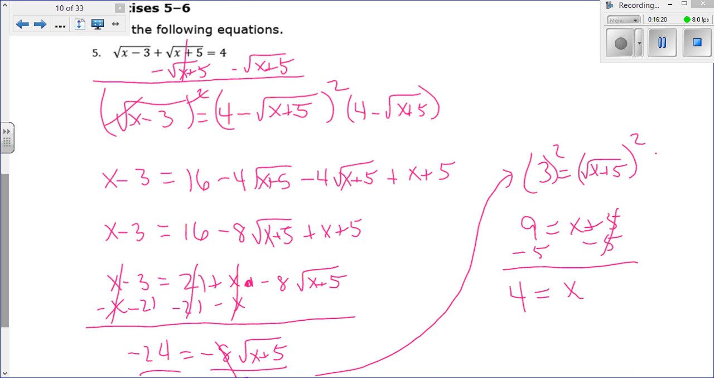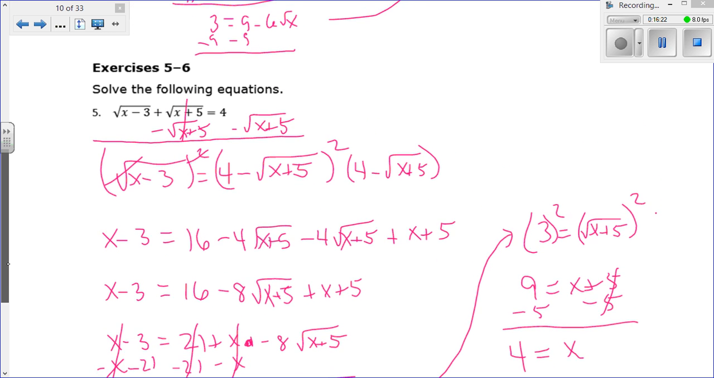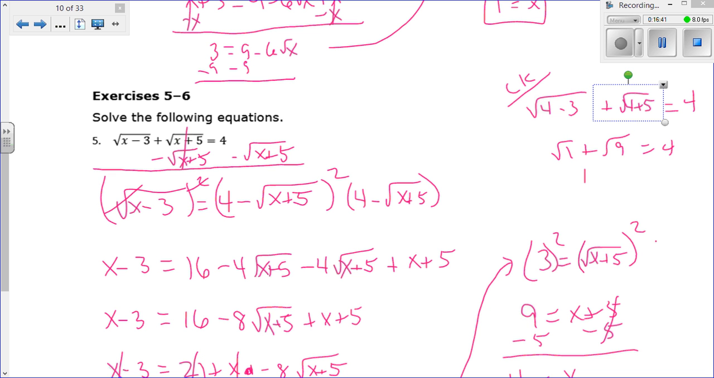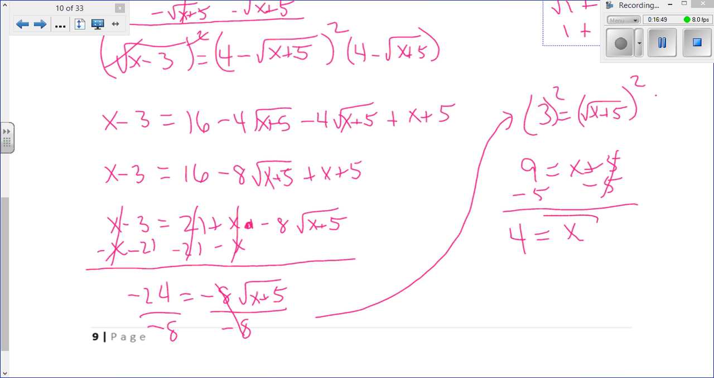And a quick little check. See where I can do my check up here. So I will have the square root of 4 minus 3 plus the square root of 4 plus 5 equals 4. So this will be the square root of 1 plus the square root of 9 equals 4. So 1 plus 3 equals 4. So 4 equals 4. So that works. So that means my answer is 4.